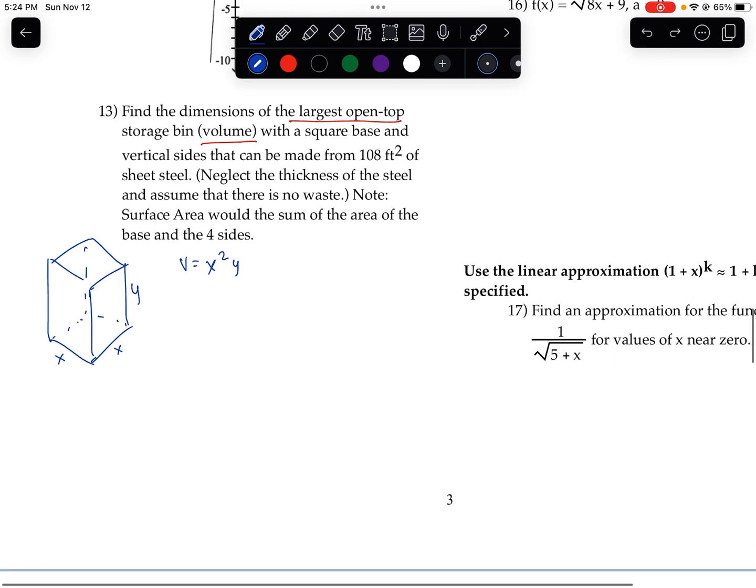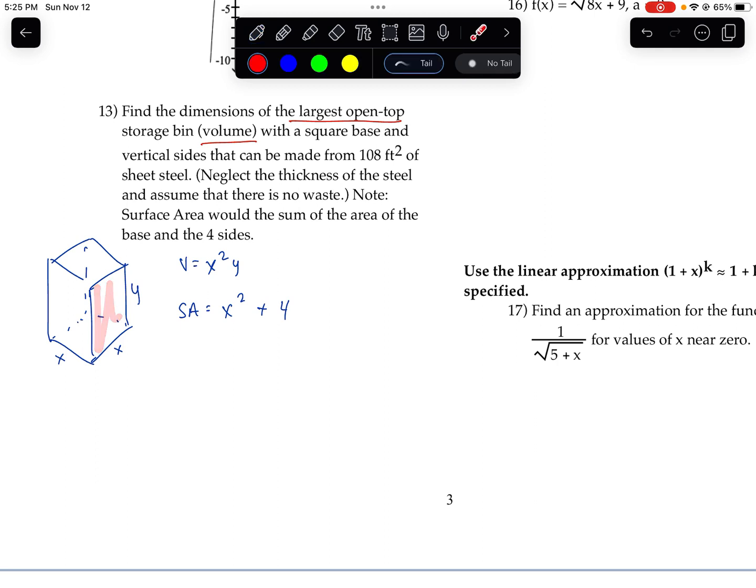So we'll use another equation. Sounds like surface area is what they want us to go with. So surface area would be equal to the base area, so that'd be x squared, plus the four sides. Since this side will be equivalent to that side and all the other sides, let's just do 4 times xy. And so that's the surface area. Find the dimensions of the largest open-top storage bin with a square base and vertical sides that can be made from 108 feet squared of sheet steel. So that's how much that is right there, so we'll replace that with 108.